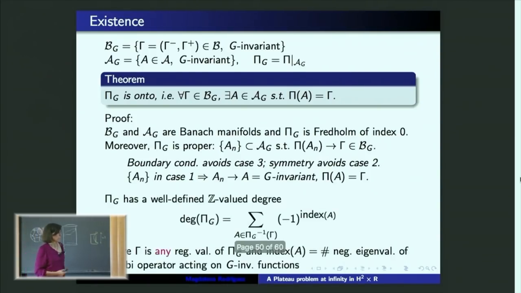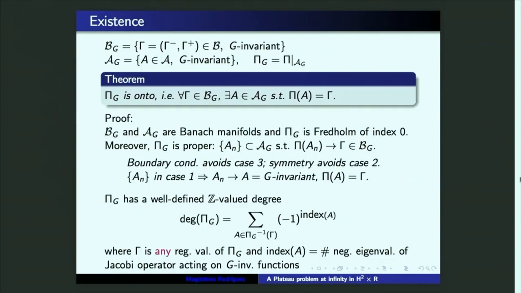And now, since it's proper, we can define the degree of this projection, as is written there. The index is the one defined by Joris yesterday. And in the definition, gamma is any regular value. It doesn't depend on the choice of the regular value.